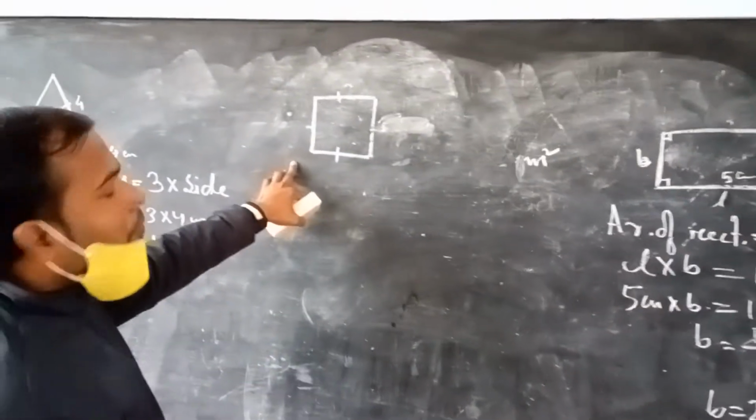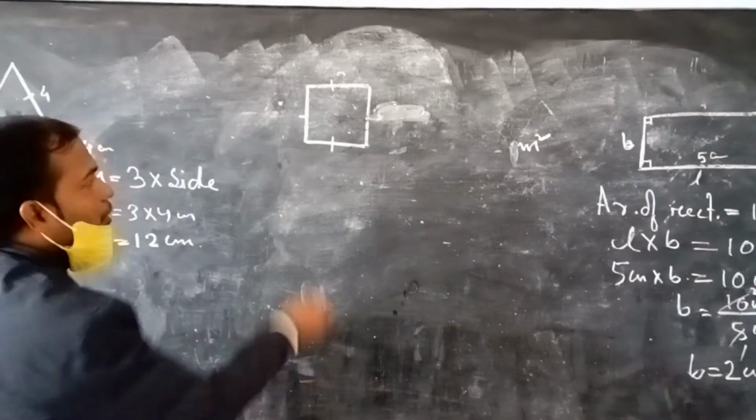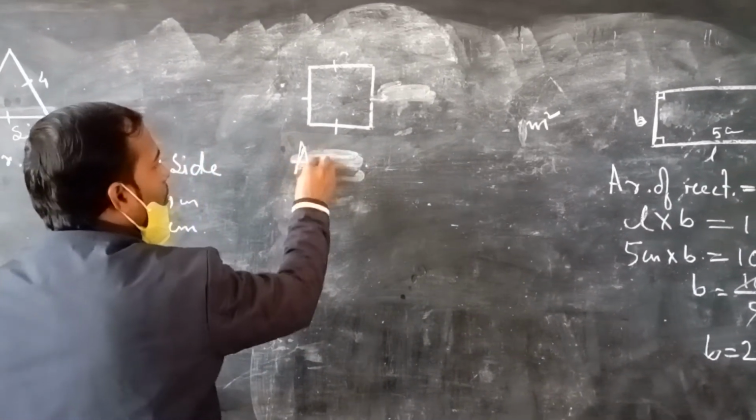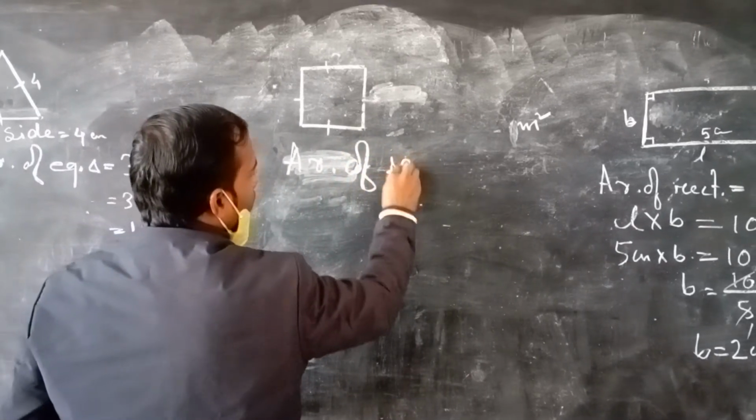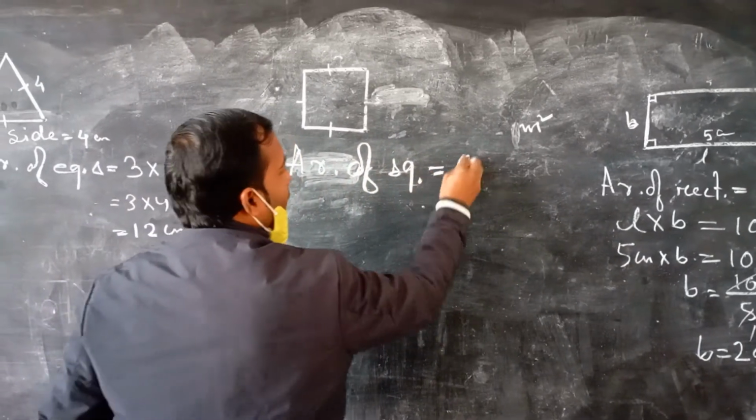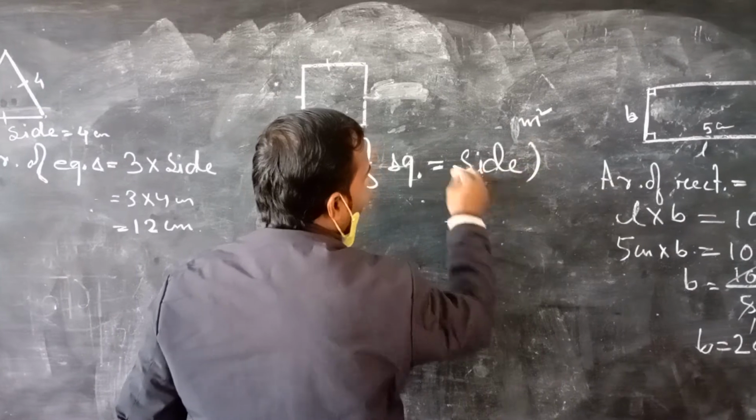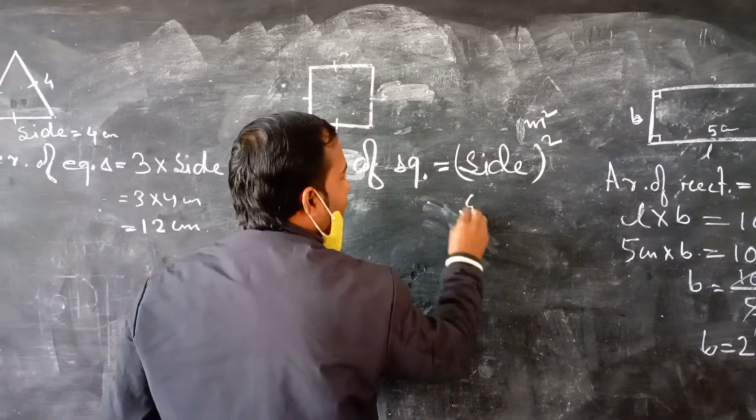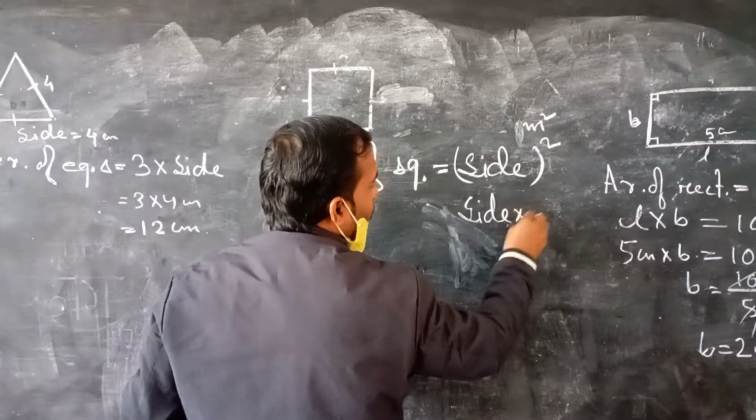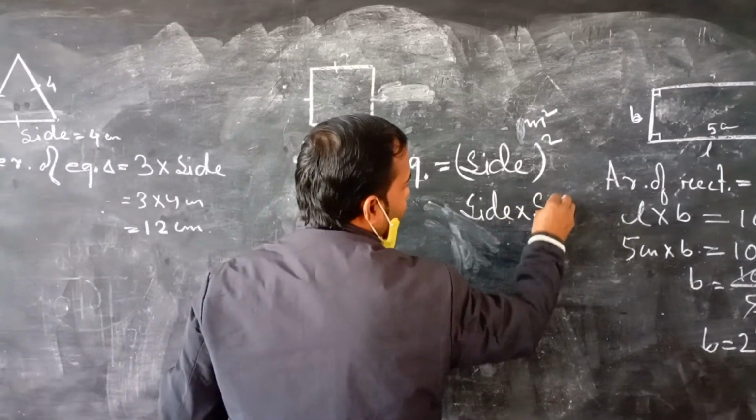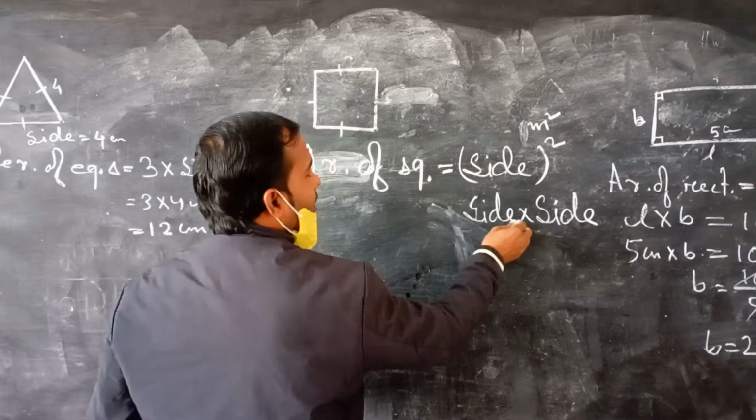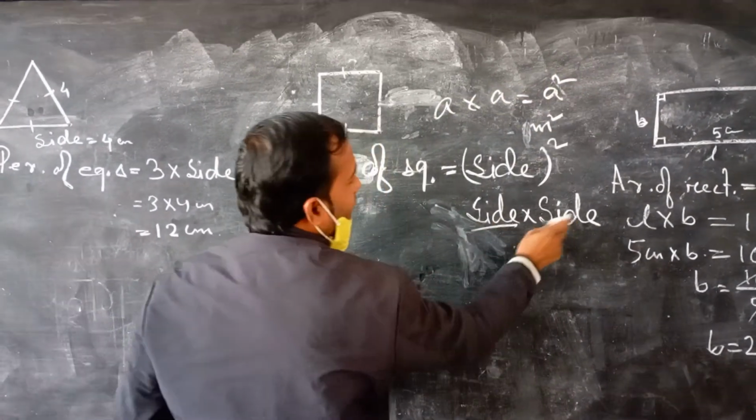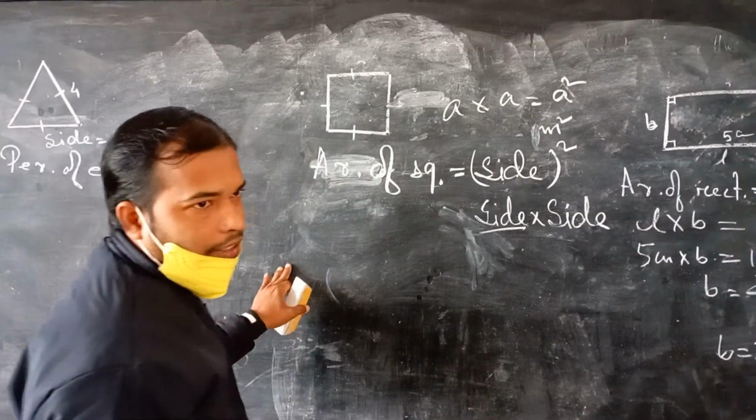Now, area of square. Area of square is equal side square. Or somewhere you have to write area of square is equal side into side. Both are the same. A into A is equal A square. That's why side into side also is equal side square.